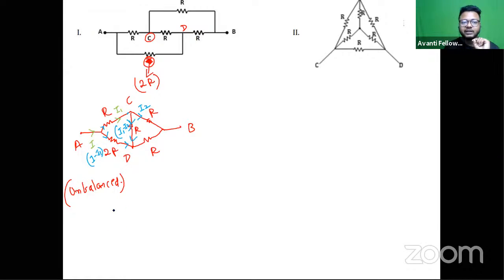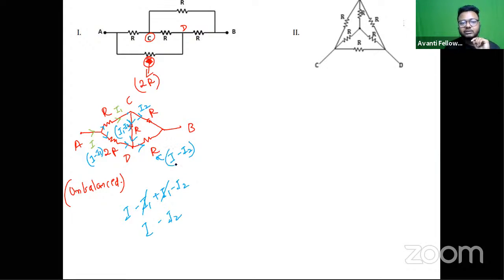They both are adding, and they are going in the DB branch. So what can you write? I minus I1 plus I1 minus I2. You can see that I1 and I1 will get cancelled, and you will get I minus I2. So in the DB branch, in this resistance, you will have the current I minus I2.